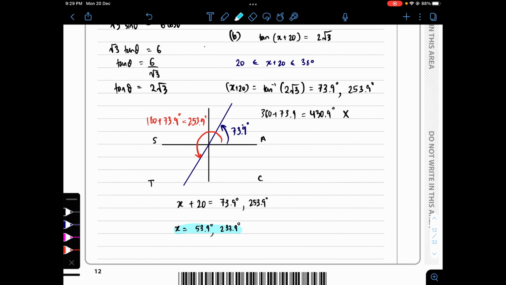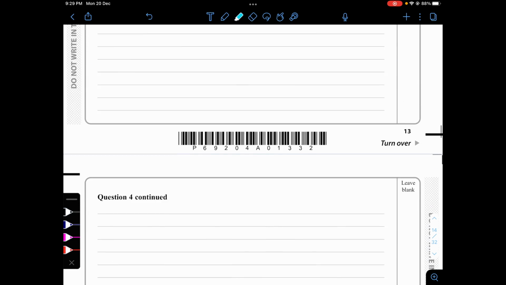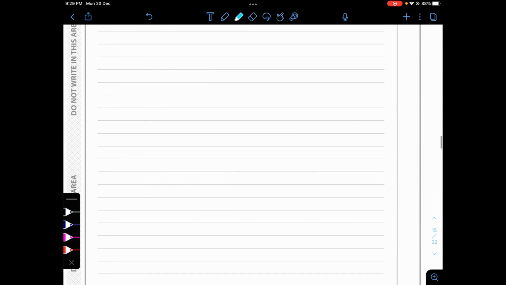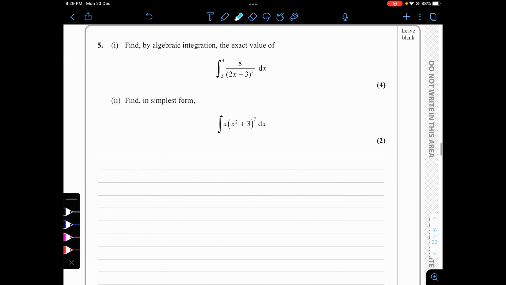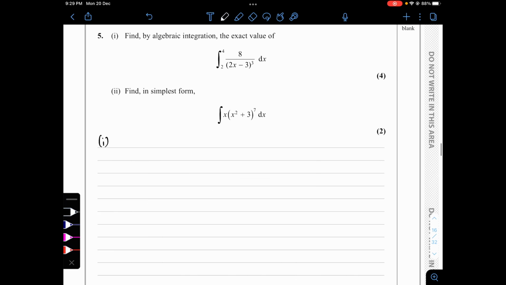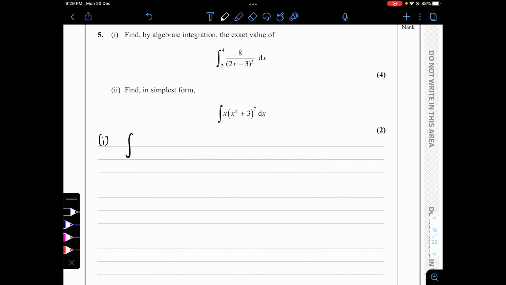Alright, so let's move on to question number 5. So 5i. By algebraic integration, find the exact value of the integral of 8 over (2x minus 3) cubed, where we have the limits 2 and 4. Okay, so we can do that. For this, we can do integration by substitution. So the integral from 2 to 4 of 8 over (2x minus 3) whole cubed dx.